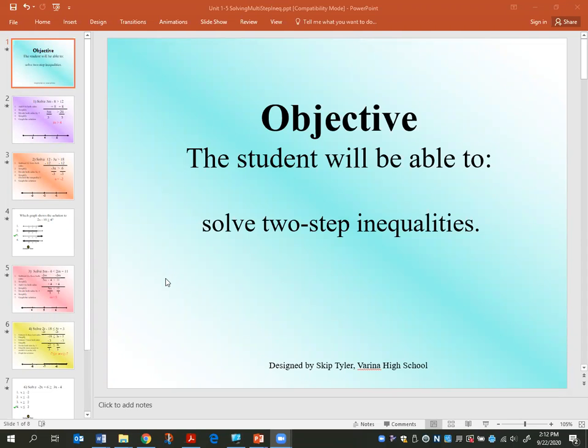Hi everyone. Today we are going to discuss two-step and multi-step inequalities. So they're going to follow the same steps that we did on our basic inequalities, just we would have more steps to complete.